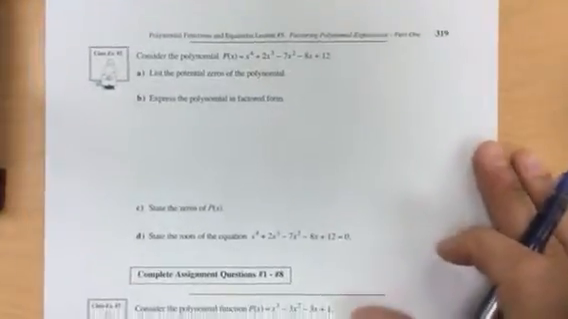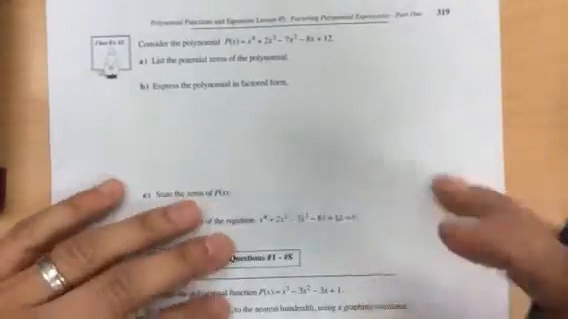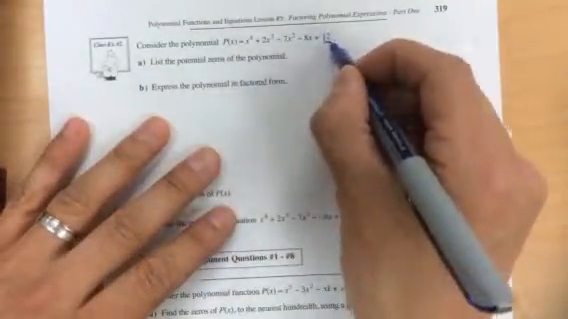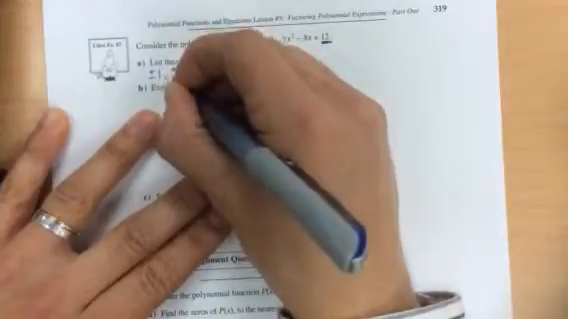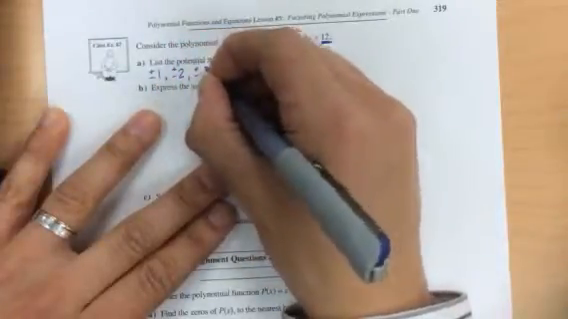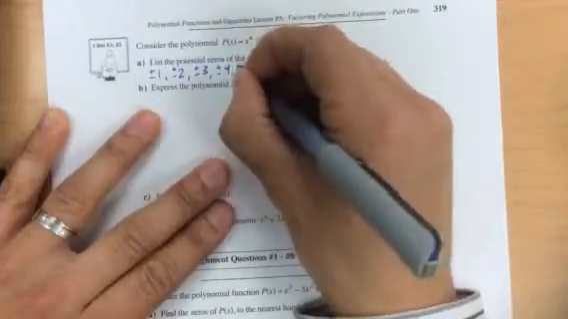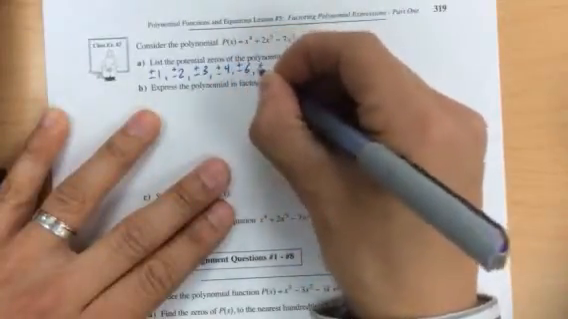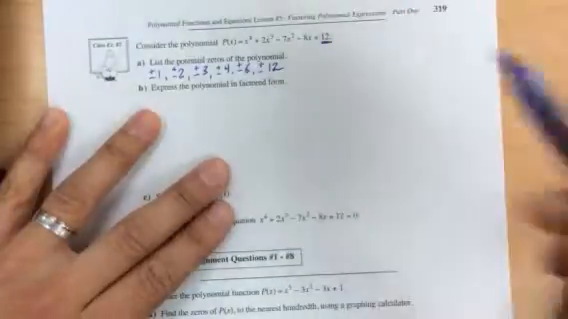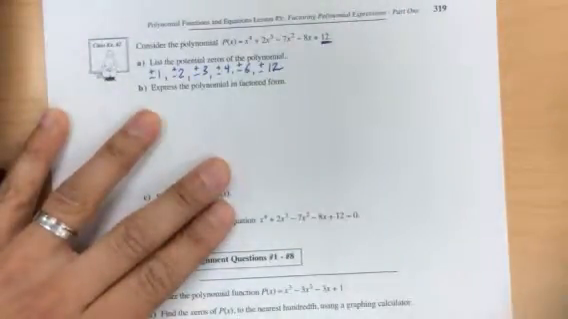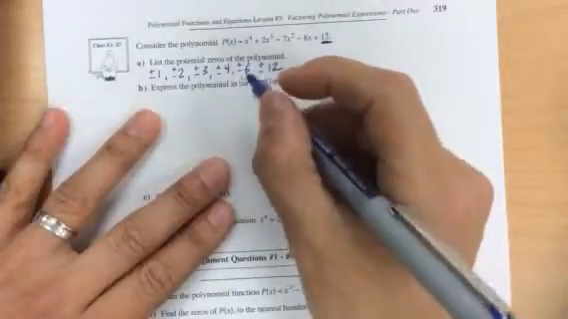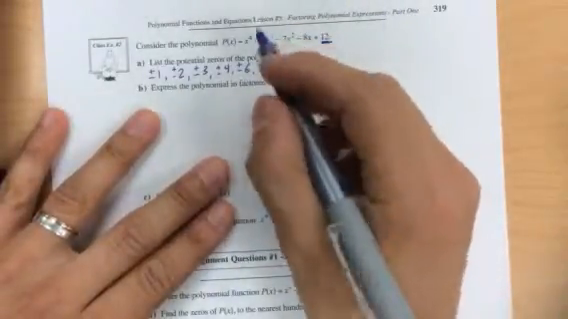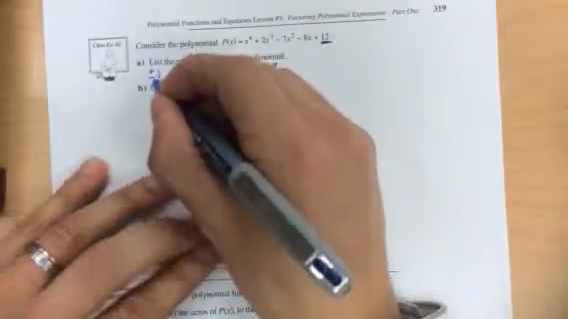So let's look at this example. Let's list the potential zeros of the polynomial given that the value of our constant term is 12. So remember, what we're looking for is the factors of 12, which is plus and minus 1, plus and minus 2, plus and minus 3, plus and minus 4, plus and minus 6, and plus and minus 12. Now express the polynomial in factored form. Well, in order to do that, we have to find out which one actually is the factor that will give us 0. So let's just start at the beginning with p of 1.